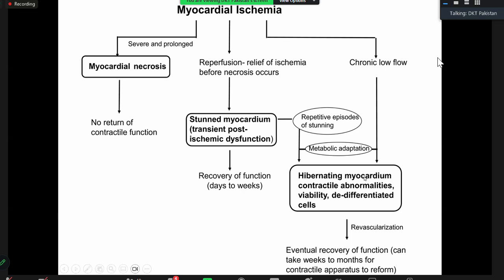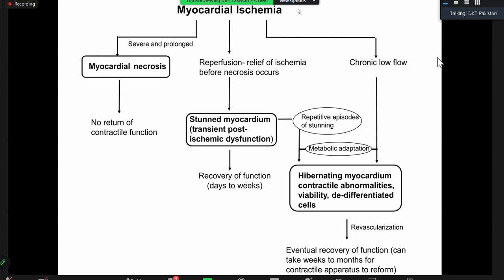So there is hypokinesia in all of these things. There is hypokinesia in myocardial infarction. There is hypokinesia in stunned myocardium. There is hypokinesia in hibernating myocardium. Okay. In myocardial infarction, there will be late gadolinium enhancement on the late gadolinium images. So it means this is an established infarct. This is myocardial infarction. The ischemia has led to infarction.